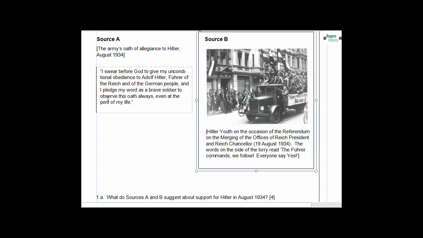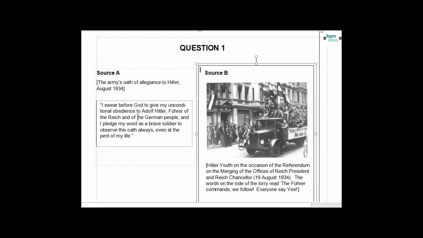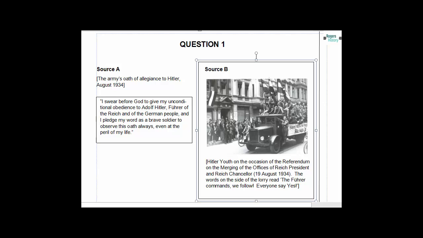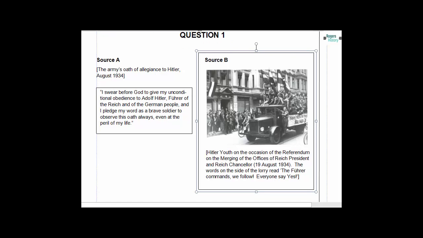To obtain maximum marks on this, you need to ensure that you have referred to both sources in equal measure. So you can't spend the whole answer or 80% of the answer talking about source A or 80% of the answer talking about source B. You need to evenly spread your answer and your commentary on the 2 sources.